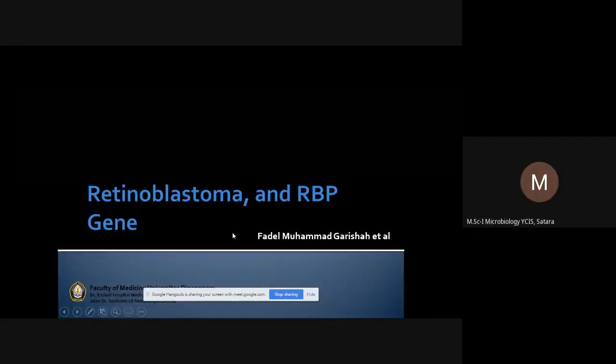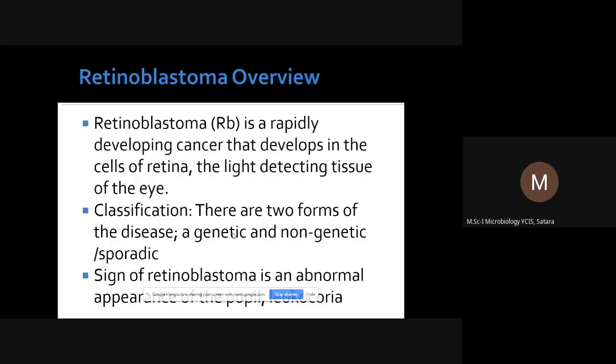Retinoblastoma and RB gene, sorry, RB protein. RB म्हणजे काय, रेटिनोब्लास्टोमा प्रोटीन. तो रेटिनोब्लास्टोमा आपण थोडसं बघितलेलं याच्याबद्दल. It is a rapidly dividing and developing cancer, and it is the cancer of the retina. So it has two types, mainly genetic and non-genetic. Genetic means it is the hereditary type of cancer, and non-genetic is called sporadic. So there is the sudden occurrence of this cancer, that is the sporadic type of cancer.